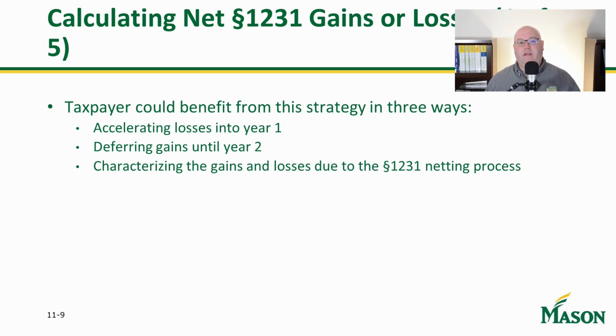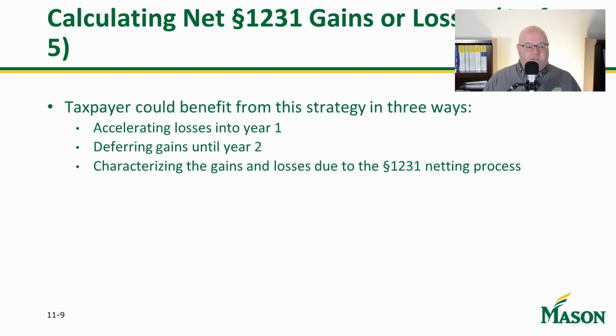Okay, so calculating net gains and losses. There's a strategy for actually getting rid of 1231 assets. You could accelerate the losses into year one. You can defer gains until year two, and that relates to the purposes of the netting, characterizing of gains and losses due to the 1231 netting process.